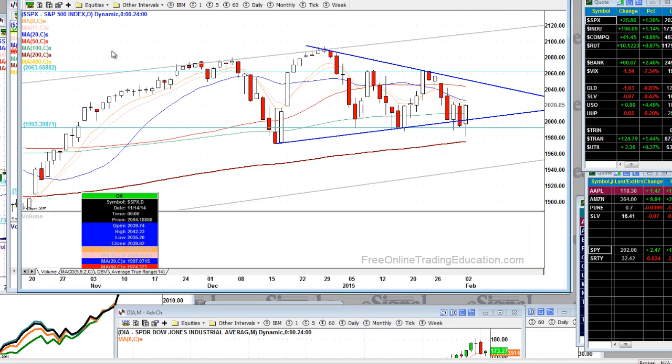All right, so check it out. Here's the S&P 500. We have this trend line. We said big warning on Friday, big breakdown.